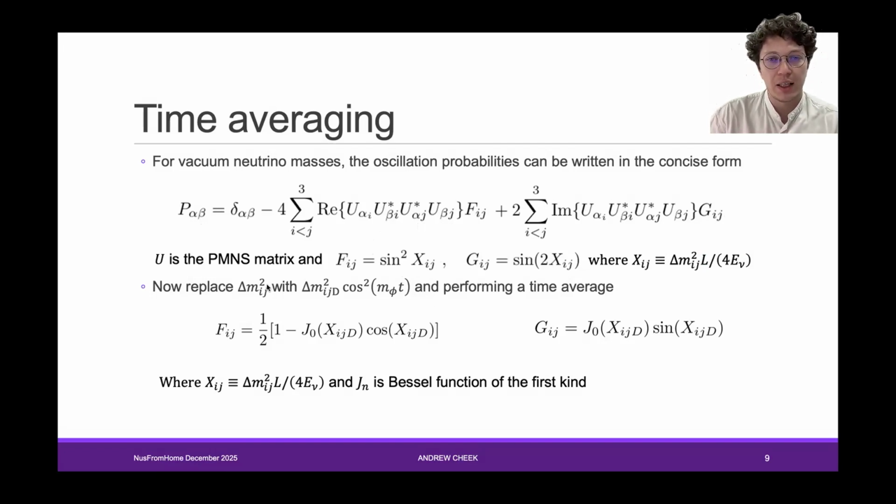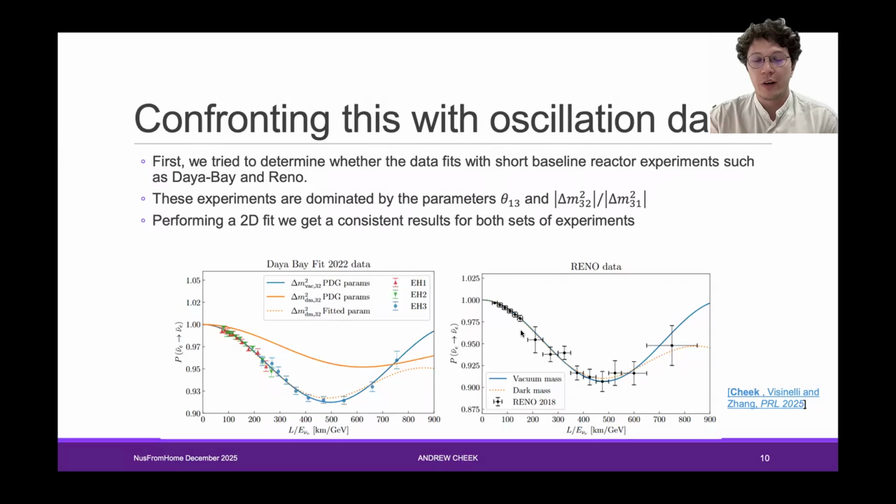Now, if I replace the vacuum mass squared differences with the time-varying mass squared difference and perform a time average, this probability function changes only insofar as the F and the G change. So now I have a time-averaged F and G, and these now include a spherical Bessel function that affects the trigonometric functions. With this, I can confront the dark origin of the neutrino masses with short-baseline or medium-baseline reactor experiments such as Daya Bay and RENO.